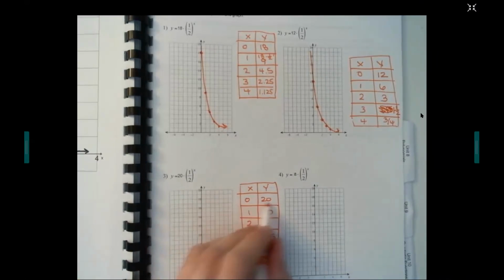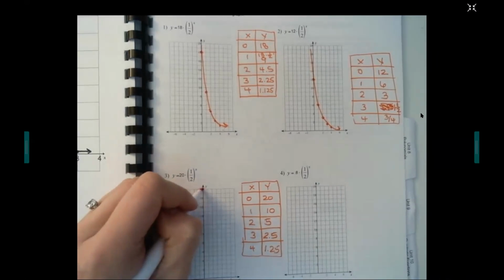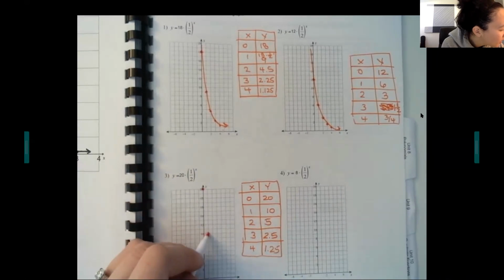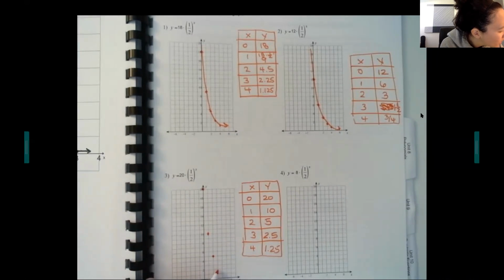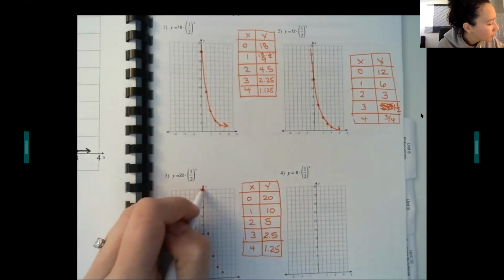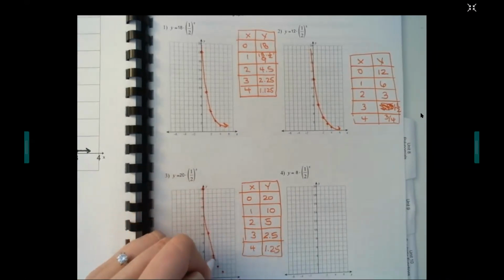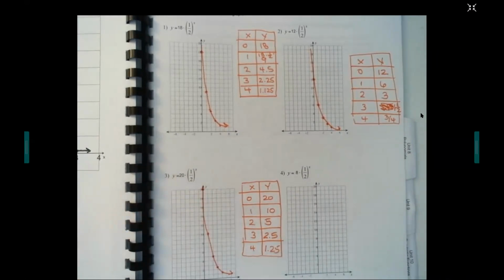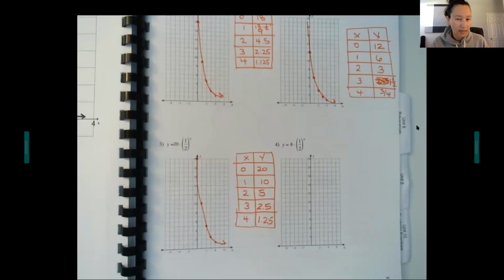And then we'll just plot the points. So 0, 20, 1, 10, 2, 5, 3, 2.5, and 4, 1.25. Can you scoot it down? Okay, I'll give you a second to copy. Yep, and we'll go over the last one.